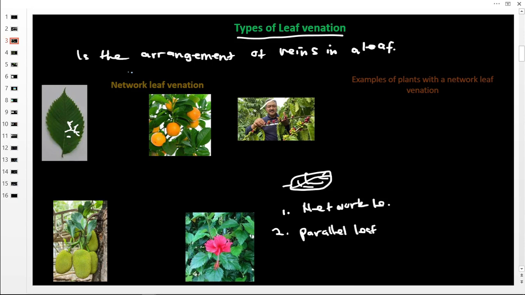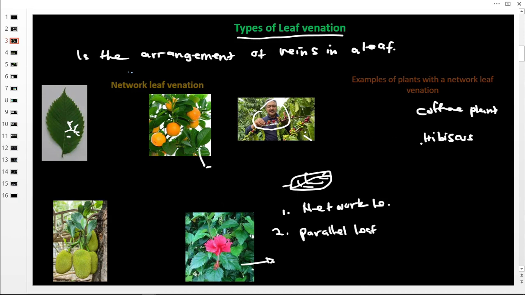One, we have this man hand-picking these fruits from this plant. These fruits are the coffee berries. So when you look at this coffee leaf, you are seeing the network leaf venation there. The coffee plants have a network leaf venation. When you look at this one, guess what this is? This picture is showing us the hibiscus plant. It also has a network leaf venation.